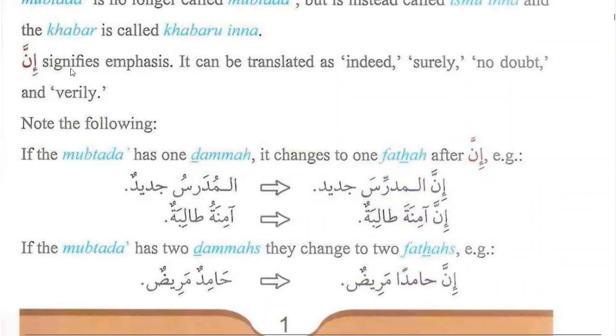Inna signifies emphasis. It can be translated as indeed, surely, no doubt, and verily. Note the following. If the mubtada has one dhamma, it changes to one fatha after inna. For example, al mudarrisu jadidun changes to innal mudarrisa jadidun. Aminatu talibatun changes to innal amina talibatun.